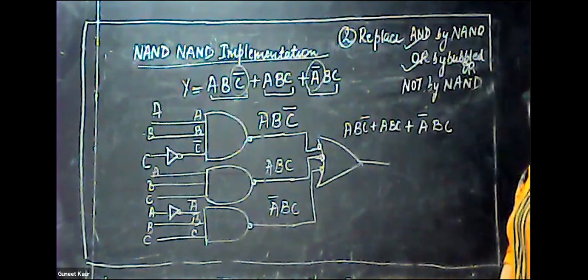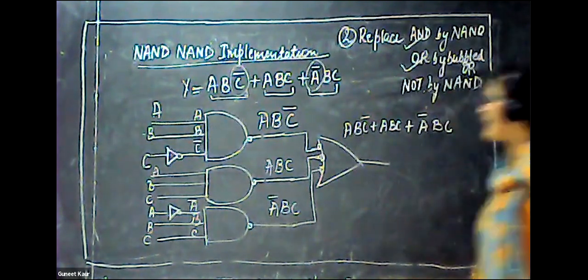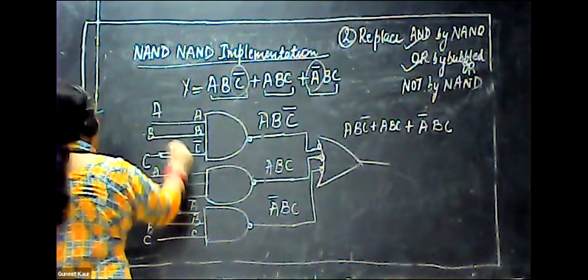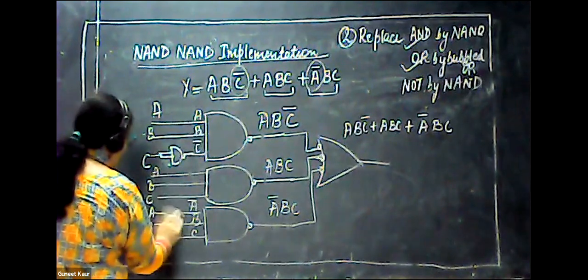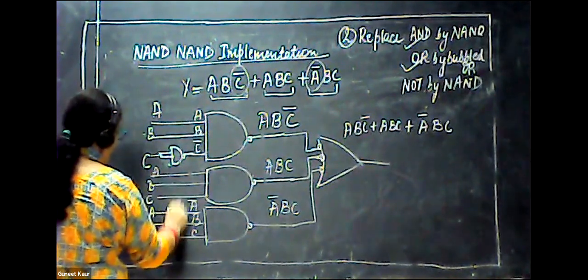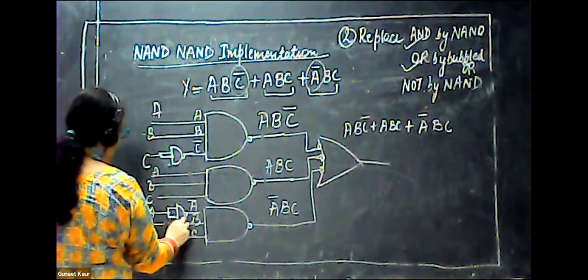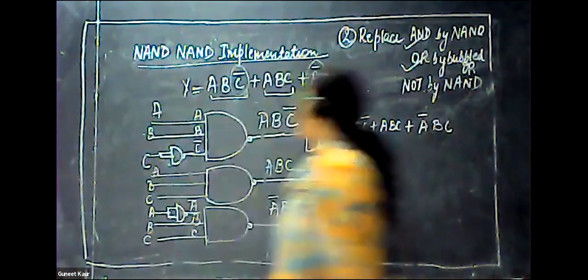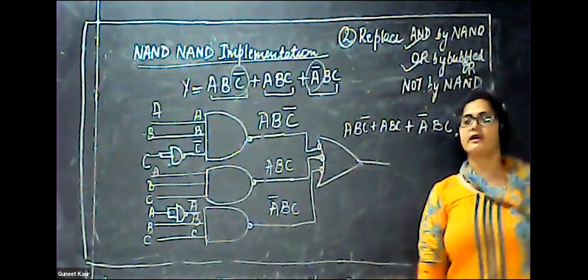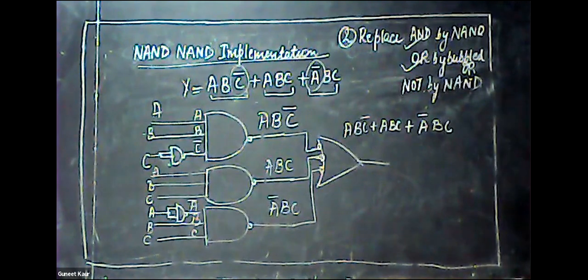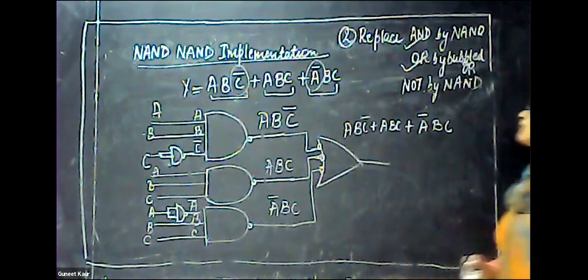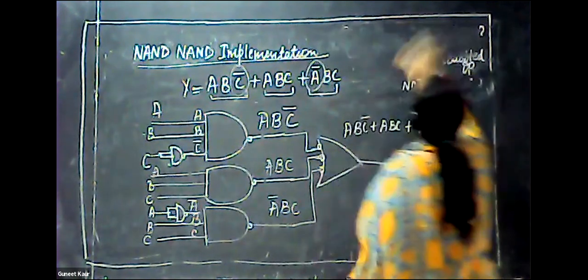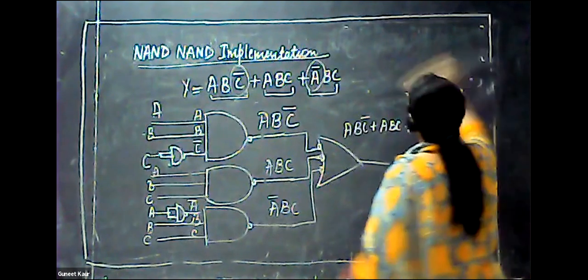Now third, NOT by NAND, which means this NOT gate should be converted into a NAND gate. So I will tie up both inputs, because a NAND gate always has two inputs. The rest of the diagram will be the same. With this we have completed the second step. Now go to the third step for the NAND implementation.